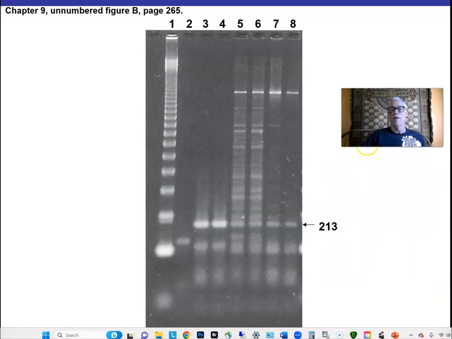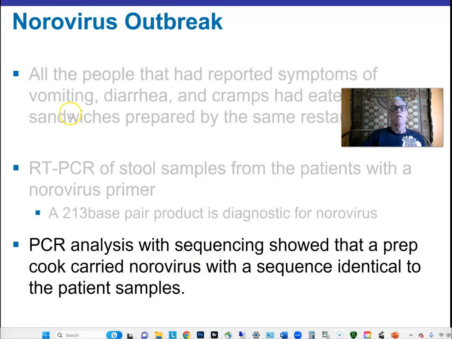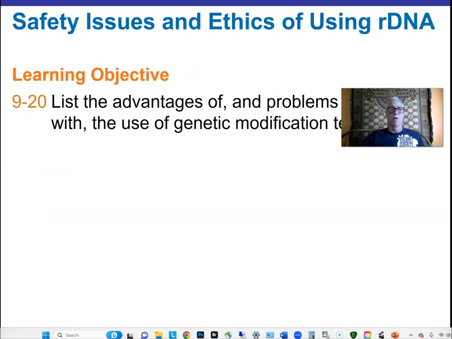So they then sequenced these products to make sure that it was in fact norovirus, and they were able to identify the source of the norovirus as some contaminated lettuce that was contaminated by a particular worker, a prep cook at a restaurant that had produced sandwiches that all these people ate. So now this is our third example, but you can see the power of this technology for solving human public health problems in real life.